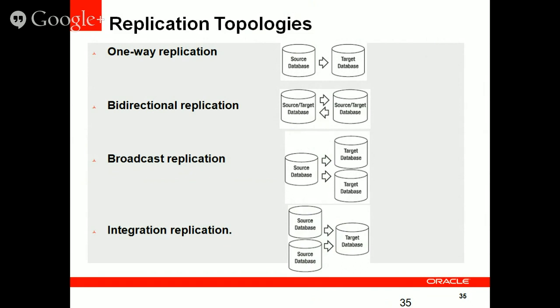Broadcast replication means from the source database we are sending data to multiple destinations. So there will be multiple target databases. Then integration replication, there will be multiple source databases, and the target database will be only one. So these are the replication topologies.